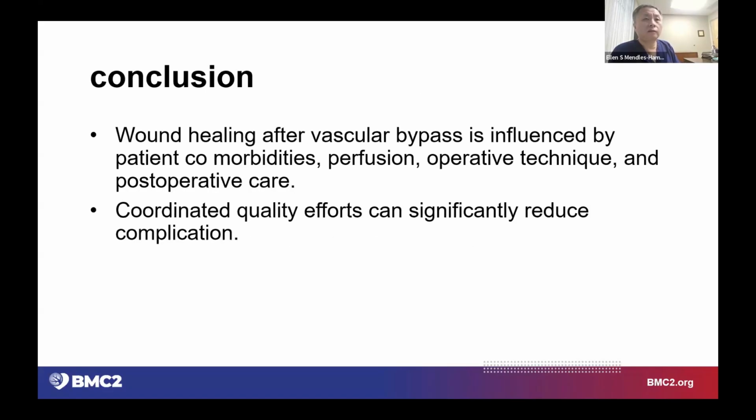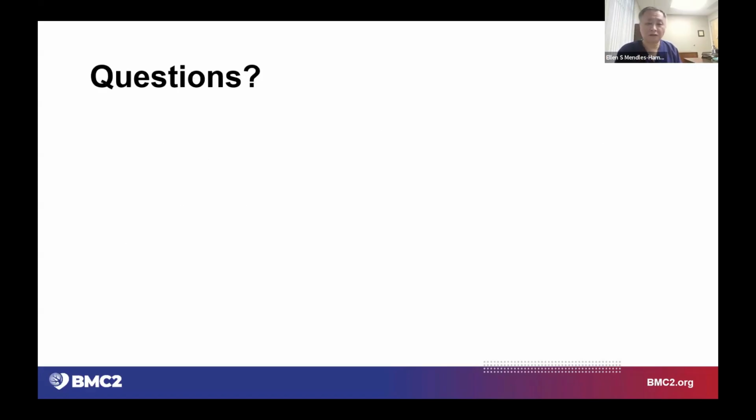So wound healing is a big problem, influenced by a lot of factors, including patients' comorbidities, operative risk, and post-operative care. But coordinated quality efforts can significantly reduce the complication risks. There's a lot of information, but I just tried to cram it in. Do you guys have any questions we can discuss?